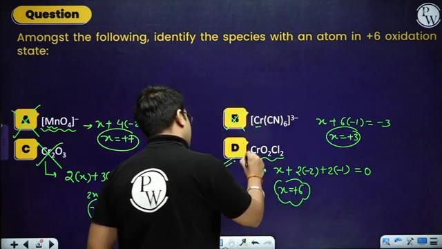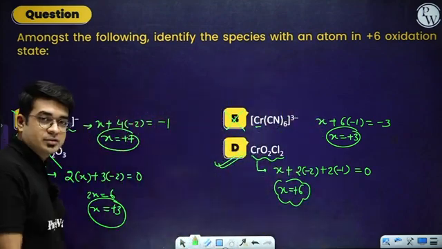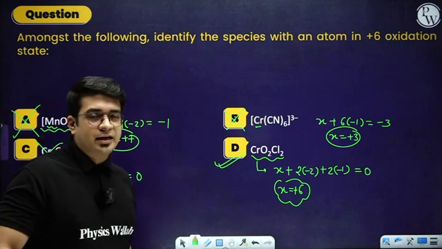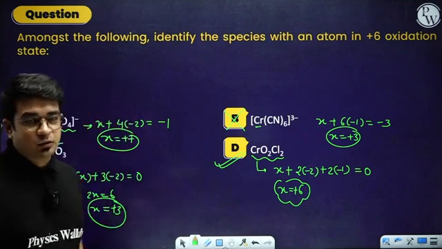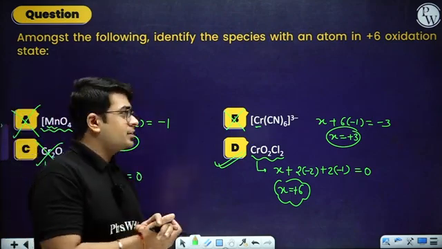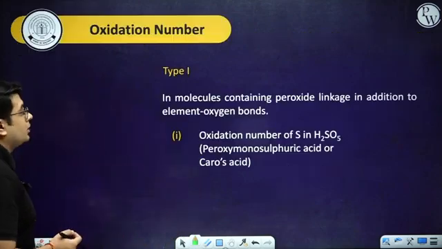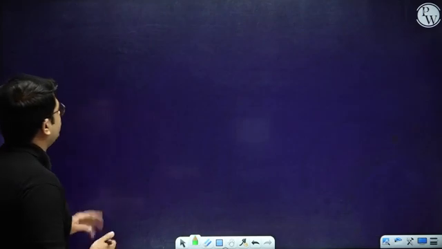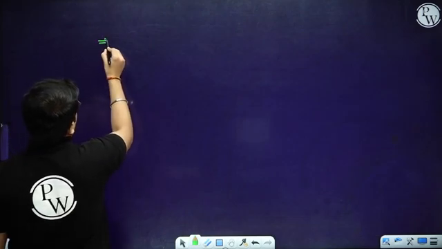So yes, this is the only compound which is going to show you +6 oxidation state of the central atom, which is chromium in this particular case. Okay, I hope this part is clear. A very simple analysis related to the oxidation number. Okay, now let's try to practice some more questions from that particular part.